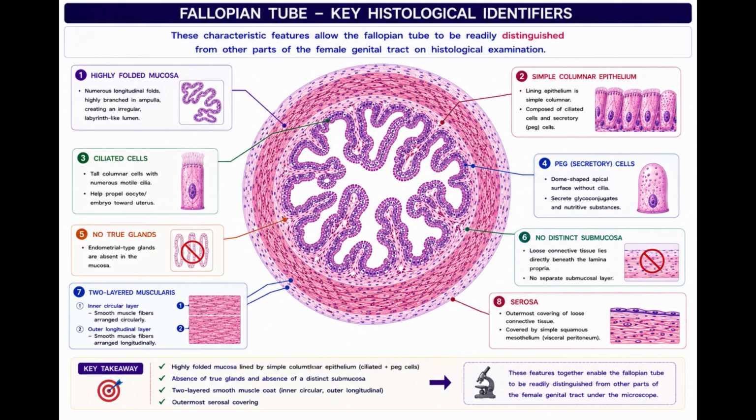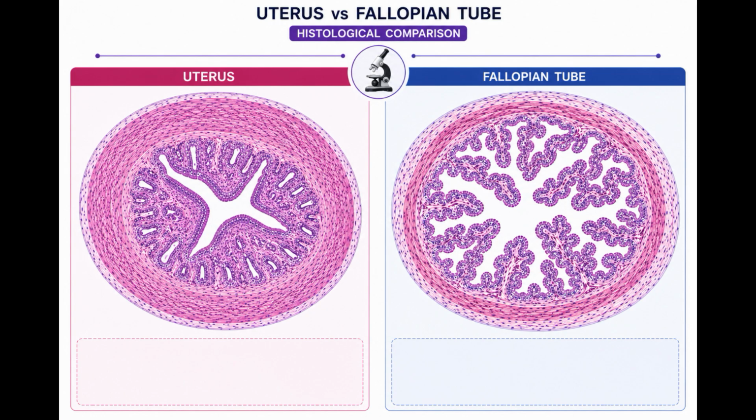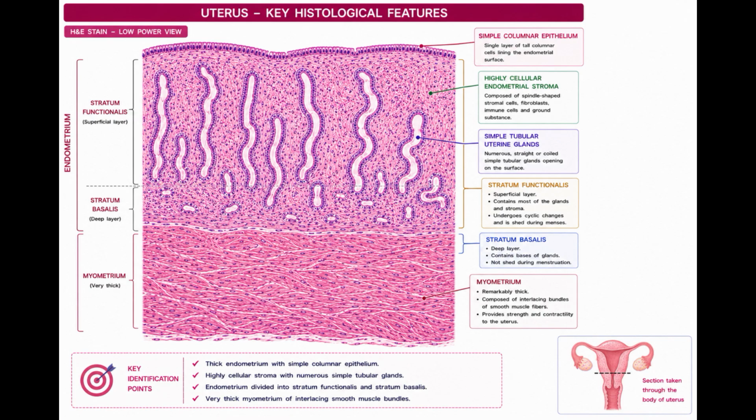These characteristic features allow the fallopian tube to be readily distinguished from other parts of the female genital tract on histological examination. Before we conclude today's lecture, let's compare the uterus and the fallopian tube side by side. This not only reinforces the concepts we've learned, but also helps in identifying these organs quickly during practical examinations. The uterus is characterized by a thick endometrium lined by simple columnar epithelium, supported by a highly cellular stroma containing numerous simple tubular uterine glands. The endometrium is organized into the stratum functionalis and stratum basalis, and is surrounded by a remarkably thick myometrium composed of interlacing smooth muscle bundles.